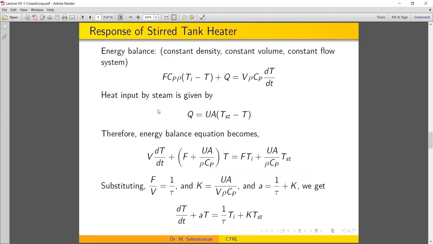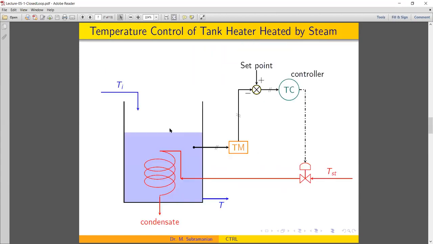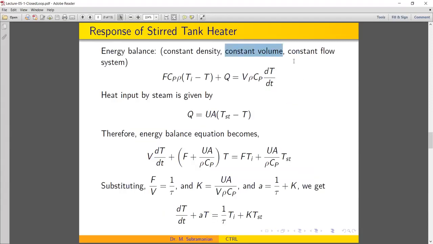So for this, we can make the energy balance. To simplify the problem, we assume a constant density system and constant volume. Otherwise, the level of the system is constant, and constant flow for simplicity. We have these restrictions: constant density, constant volume, constant flow, which means we need not write the mass balance again. Mass in equals mass out.